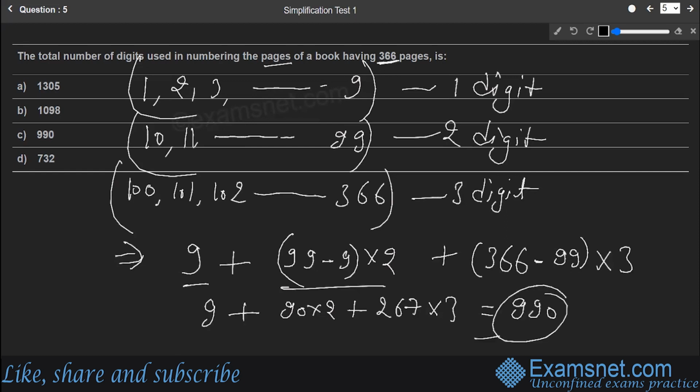So that is the total number of digits being used for the pages from 1 to 366. 990. It is available in option number C, which becomes the right answer.